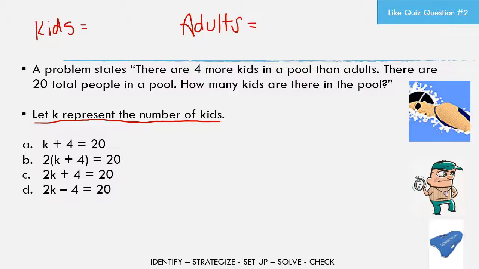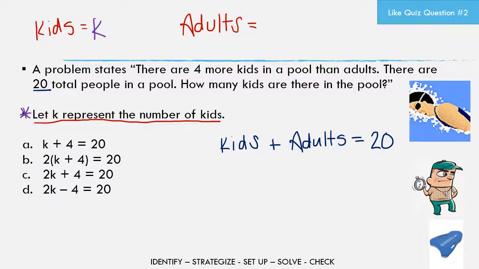We also know that the total number of kids, so if we take the number of kids and we add it to the number of adults, that's going to get us the total amount of people in the pool. And they told us the total is 20, so we know it's going to equal 20. Now down here is where it says let K represent the number of kids. So kids is going to be equal to K.